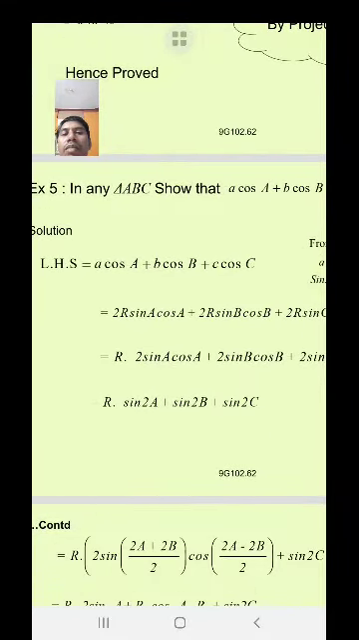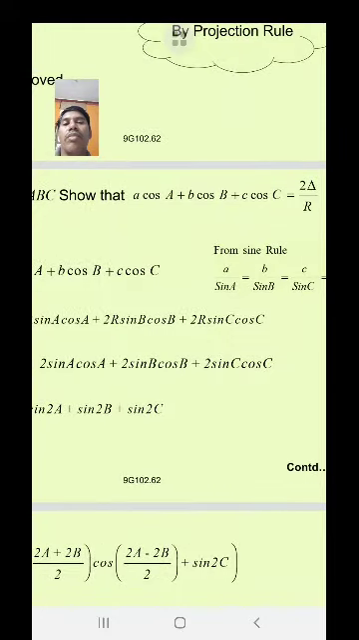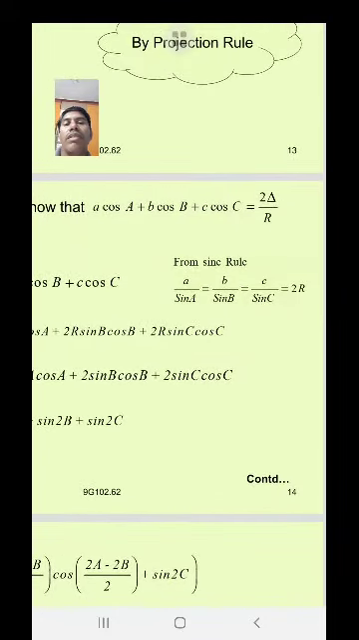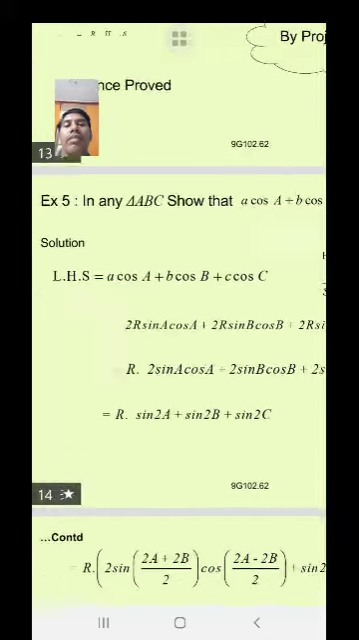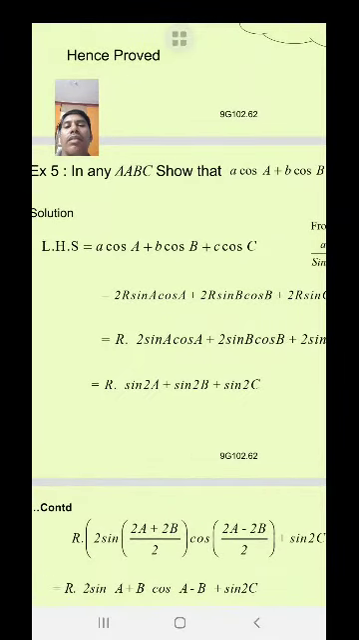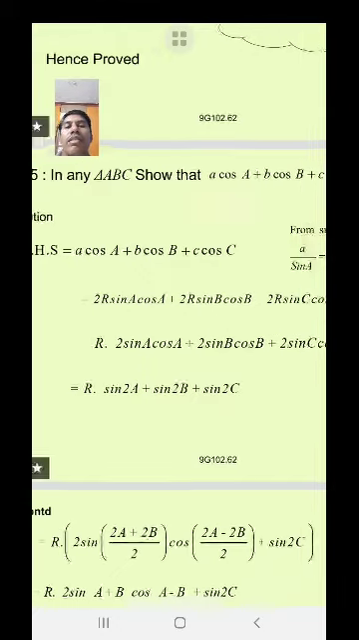And next question, it is number 5. In any triangle ABC, show that a cos A plus b cos B plus c cos C equals 2 delta by r. So in solution, take LHS: a cos A plus b cos B plus c cos C.